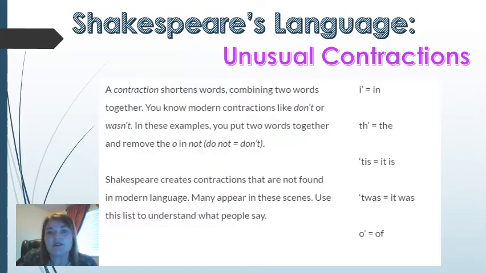Shakespeare uses unusual contractions that you should be aware of before you start to read scenes 3 and 4. The contraction, as you know, shortens words and combines them together. I apostrophe for in, th apostrophe for the. Shakespeare creates contractions that are not found in modern language. Many appear in these scenes, and this is a list that may help you understand.